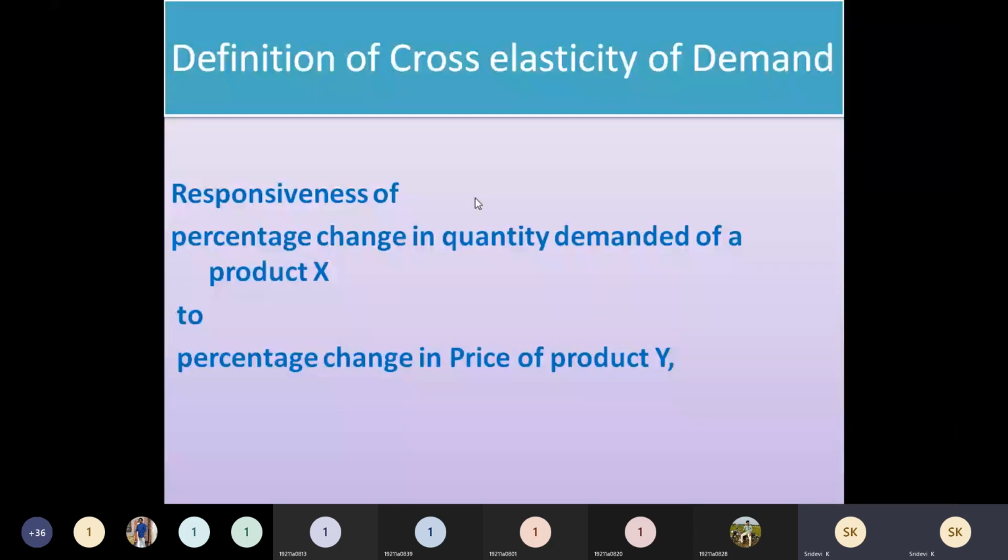In the same manner, we will give the definition: percentage change in quantity demanded of product X to percentage change in price of product Y. This is the reason while discussing price elasticity, I gave product X. This is the difference I want to show. When you come to cross elasticity, you have to say price of product Y. When it is price elasticity of demand, you show price of product X. This is the only difference you will find between price elasticity and cross elasticity.